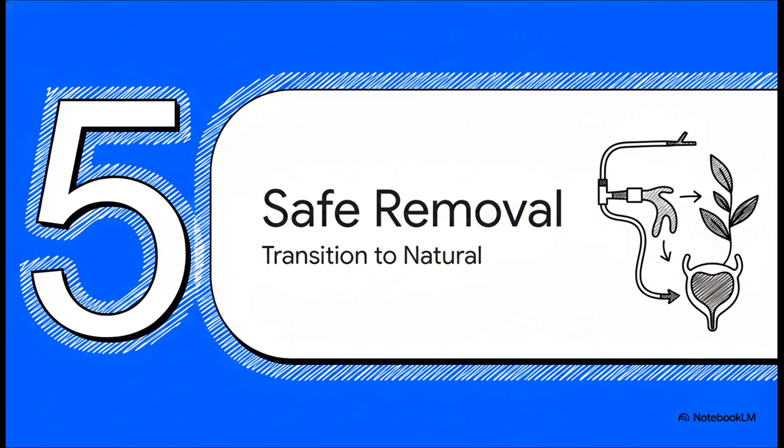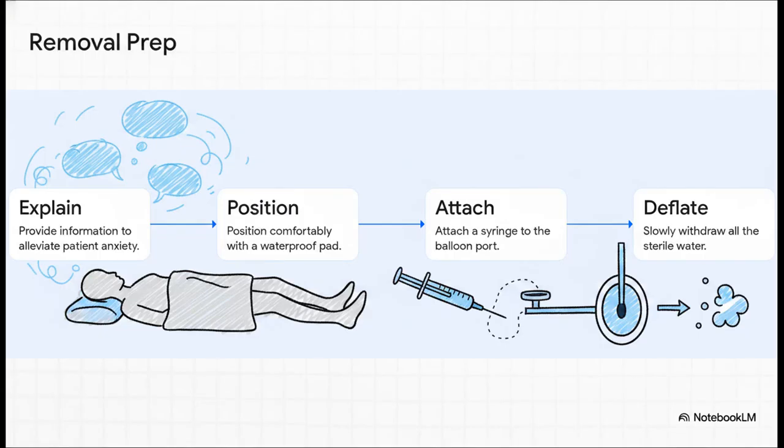Almost at the finish line, Section 5, Safe Catheter Removal. So the procedure isn't truly over just because the urine is flowing. It is over when the patient safely transitions back to their own natural function. Just like with insertion, we start by explaining everything to alleviate any anxiety. Perform your hand hygiene, don clean gloves, and definitely use a waterproof pad to protect the bedding and preserve your patient's dignity. But listen, step 4 is where the real danger lies.